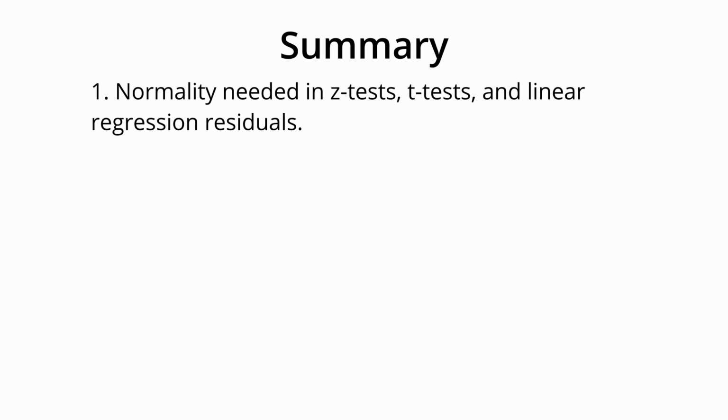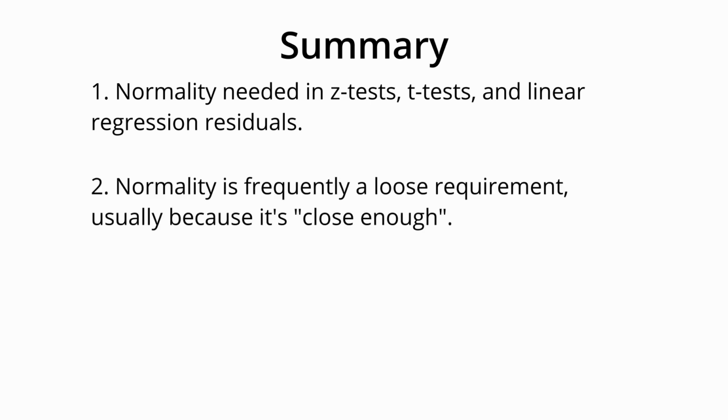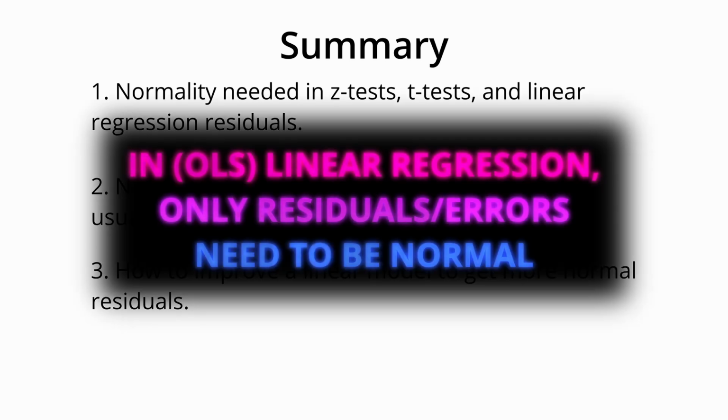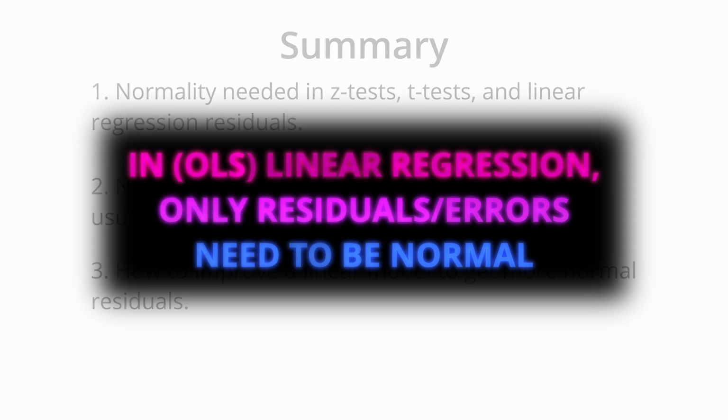1. When normality is assumed in common scenarios: z-tests, t-tests, and linear regression residuals. 2. Why normality is often a loose requirement in those scenarios, because you can't find truly normal data and close enough just works. 3. How to improve a linear model, getting better, more normal residuals. And 4. Input variables to generalized linear regression models do not need to be normally distributed, which, to be honest, I could have solely addressed and would have covered about 80% of all the online questions I alluded to at the beginning of the video.